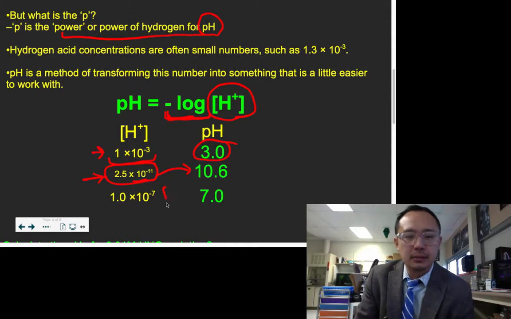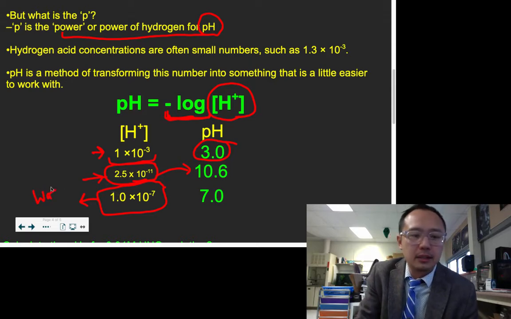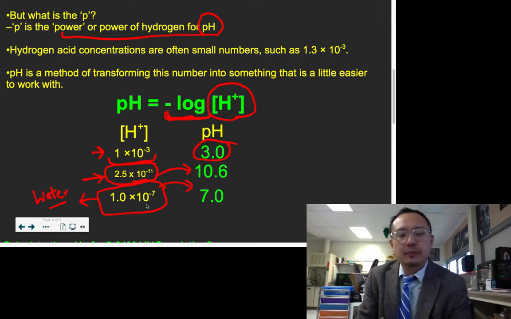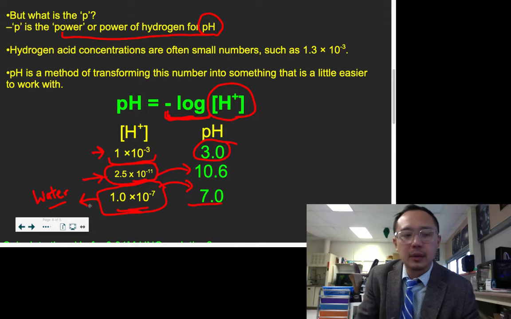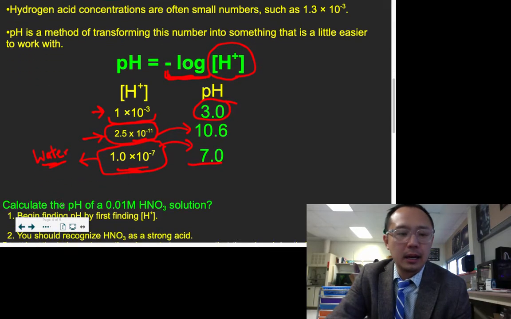And then the next one, this 1 times 10 to the negative 7, which is really your hydrogen ion or your hydroxide ion concentration in water. You can see why water is neutral, or 7, because that's where that number is from. The 7 is from the ions when water dissociates. So that's how you calculate pH.